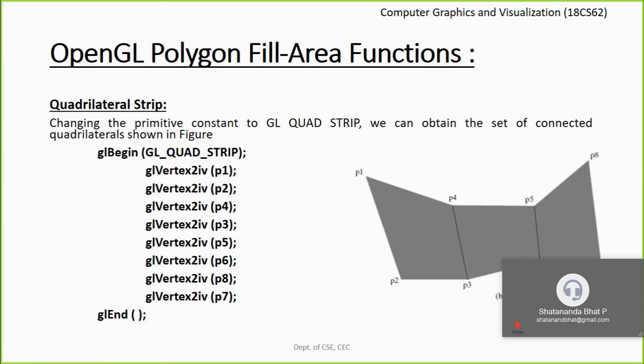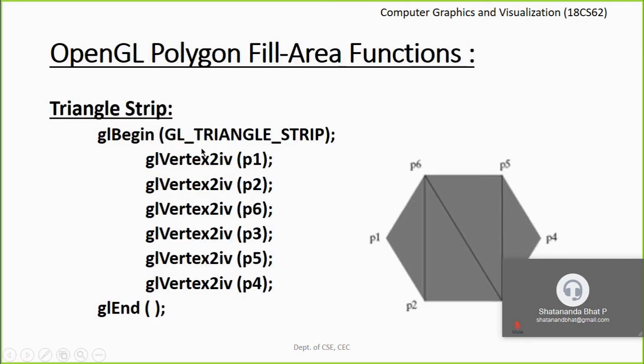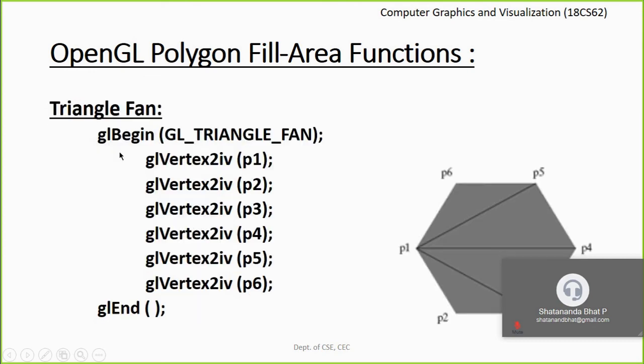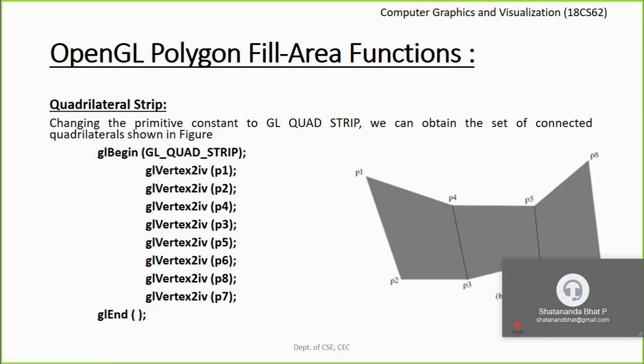Let us proceed to quadrilaterals. We all know what is a quadrilateral. The shape that is formed by taking into account four vertices. Just by changing the name of the OpenGL constant to GL underscore QUAD, you can generate quadrilaterals which are disconnected. Basically a shape that is formed by connecting four vertices using the edges. You can form different quadrilaterals by specifying the OpenGL constant called GL underscore QUADS.